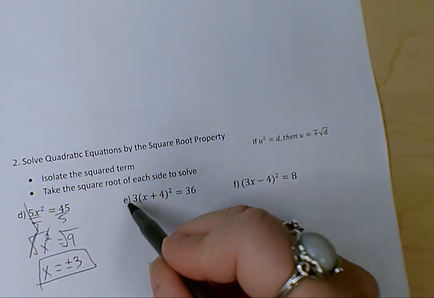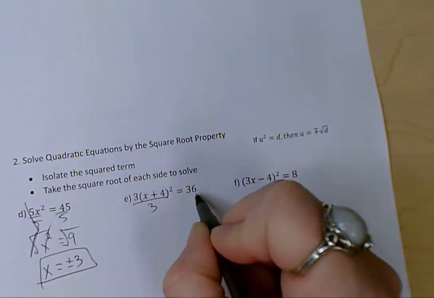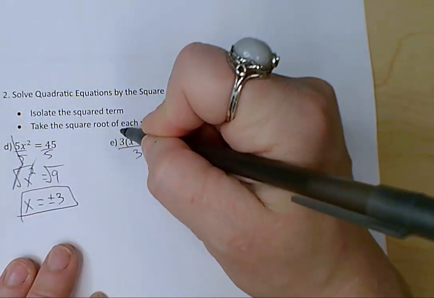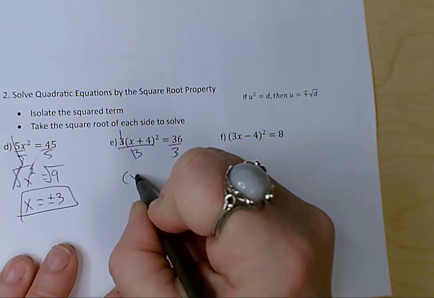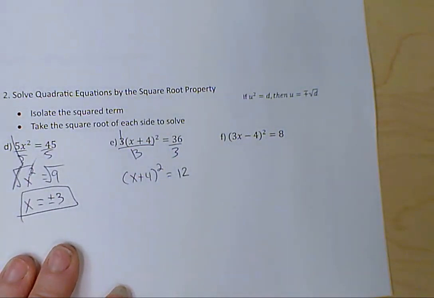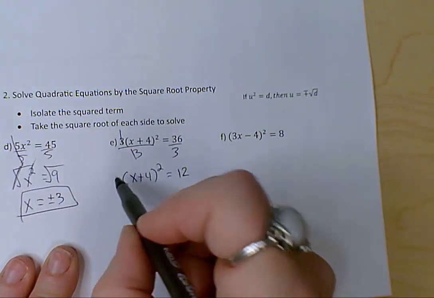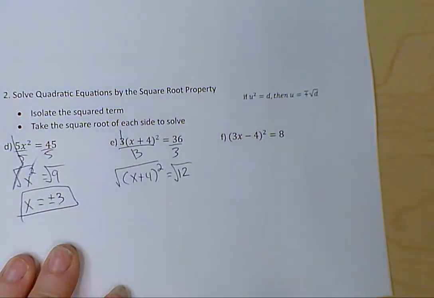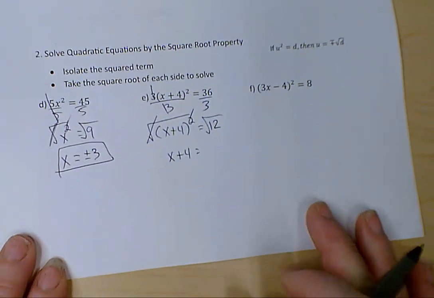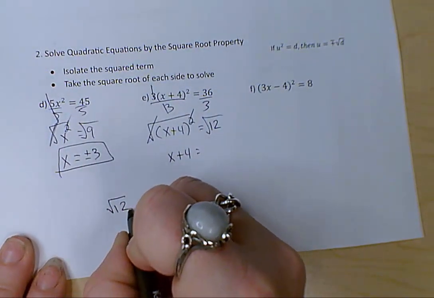Next example, the first thing we would do to solve this is get rid of that 3 there in front. Dividing each side, 3 is going to cancel on the left, leaving us with x plus 4 squared is equal to a 12. Next step is to get rid of that square. So once again, we're going to take the square root of each side. Square root and square cancel. We can drop down the x plus 4. On the right-hand side, square root of 12.